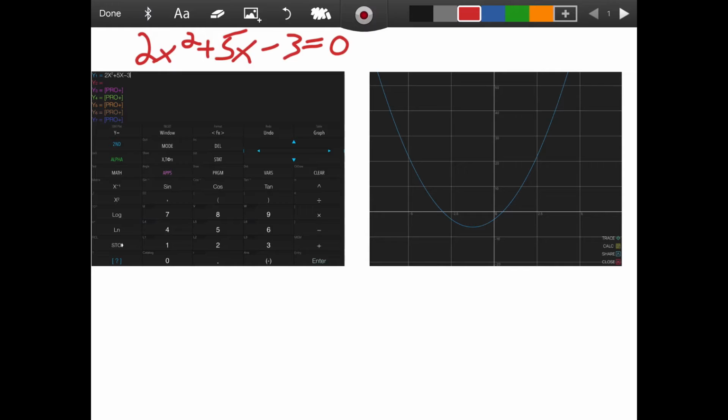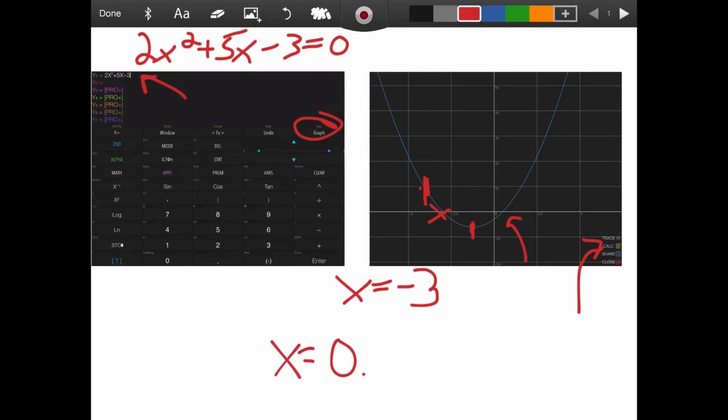So I go to y equals, and I would plug this equation in. Then I would select graph, and then once it graphs, you want to hit calculate, and then you're going to move the cursor around, and you want to say left bound, right bound, and then it will guess. So you can move the cursor a little closer and hit enter, and then it will give you an answer. And when you would plug this in, it would say x equals -3. And then you could do the other side. If you would do that in a calculator, you would get x equals 0.5.